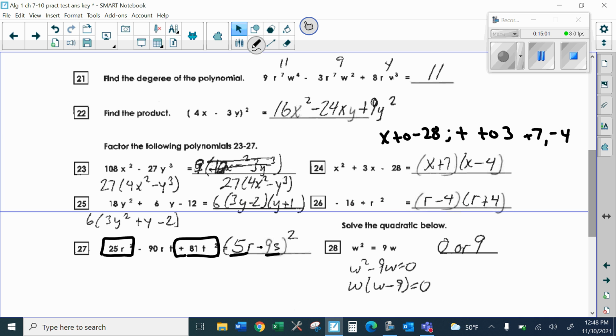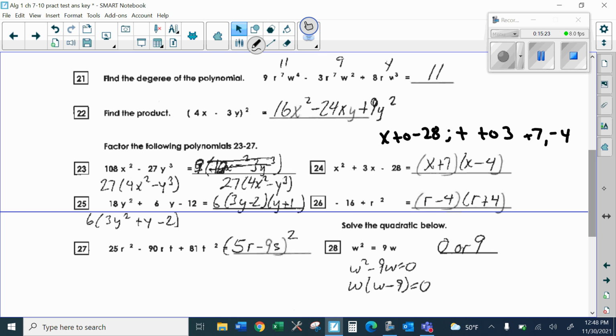So the question is, how do I get that minus sign as opposed to plus? I look at this middle term right there. So that's a minus, that's a minus there. If it's a plus there, it'd be a plus there. So if I multiply this out, the quantity 5r minus 9s squared, that would give me exactly this right here. Okay. And last one, solve the quadratic.